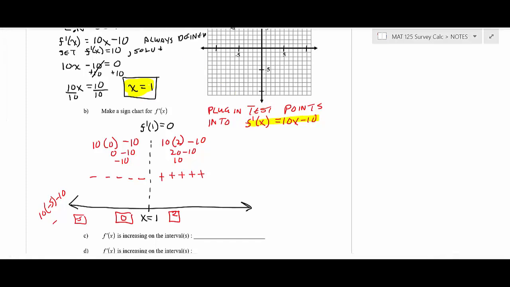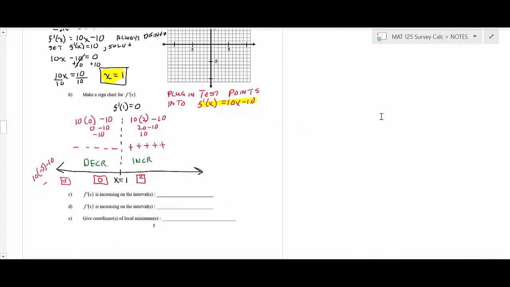This tells us a lot actually. This tells us the derivative is negative, which means the function is decreasing. And this tells you the derivative is positive, which means the function is increasing. So now we can answer questions based on this sign chart. We would be increasing from 1 to infinity, and we would be decreasing from negative infinity until we get to 1. That answers that question.